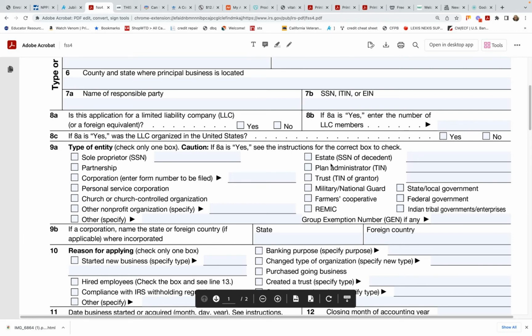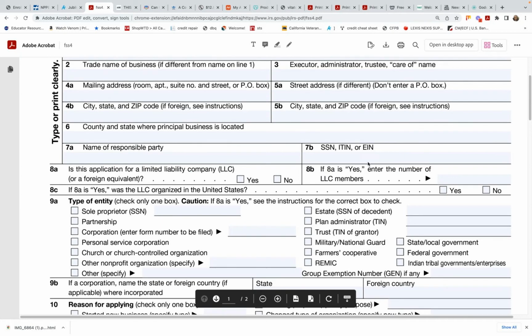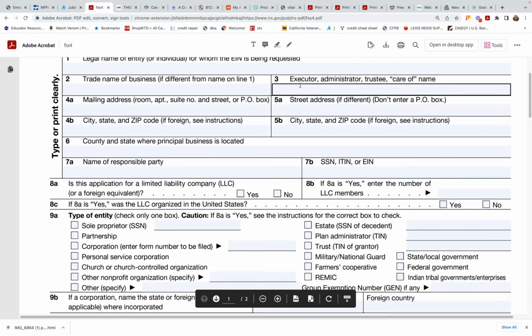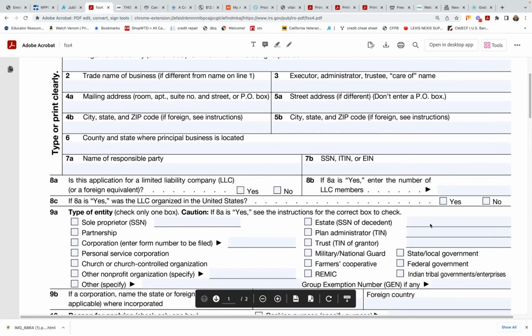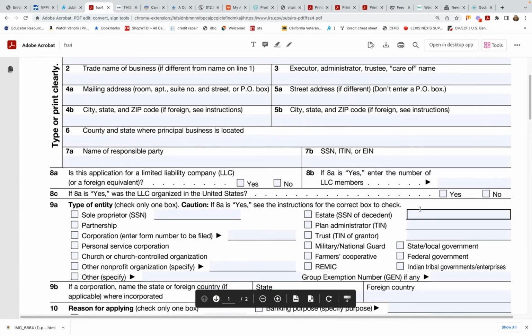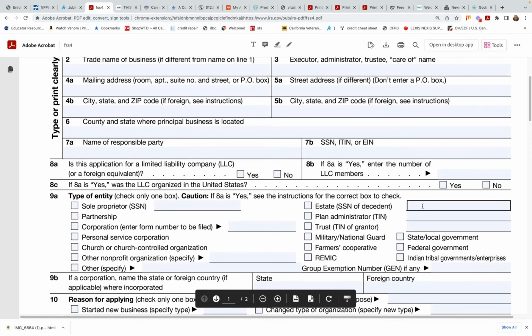Remember I was telling you guys about an estate, the trustee back up here where we were talking about on line 3. This estate, it's usually for an individual. So if you are doing this for an estate, you will need the social security number of the individual that is deceased because you are managing their estate. So they need that information there.